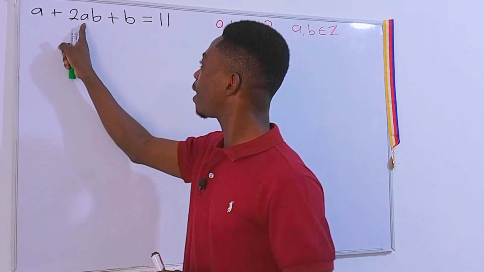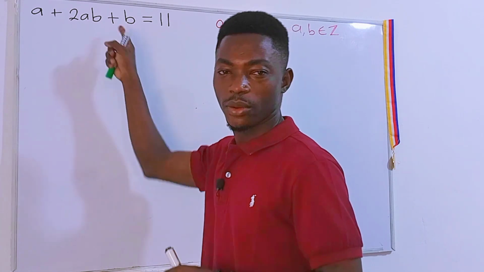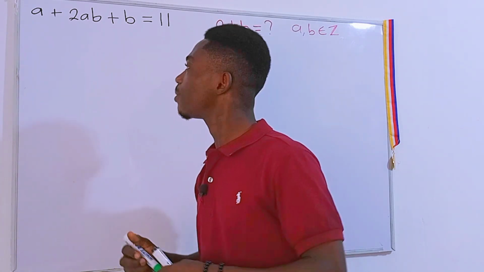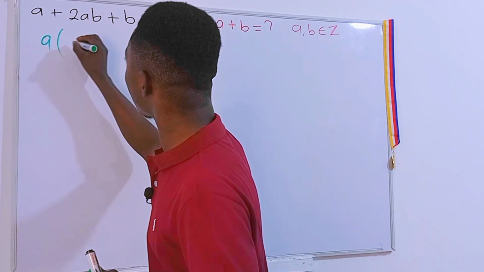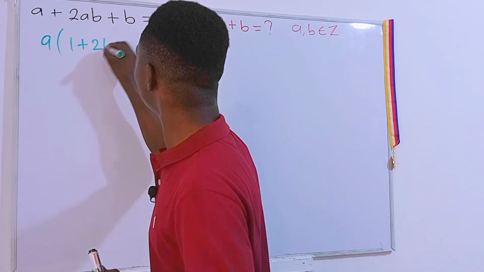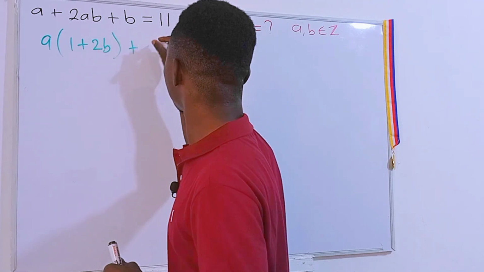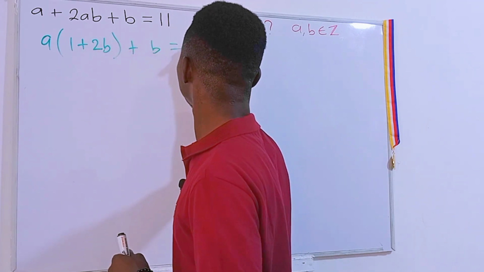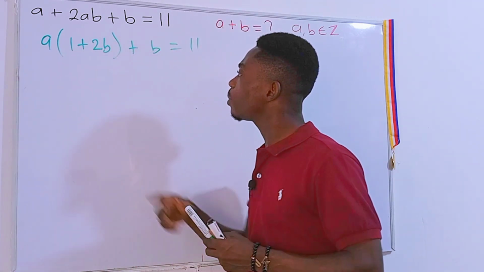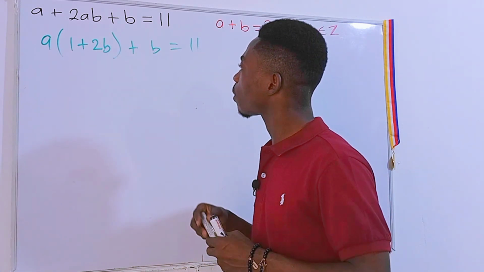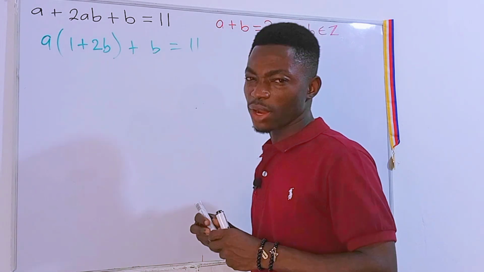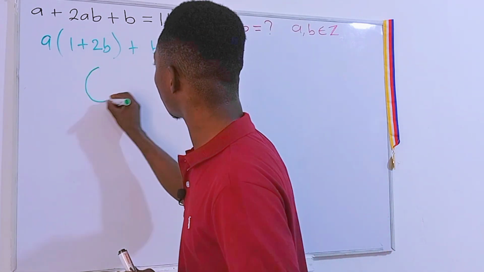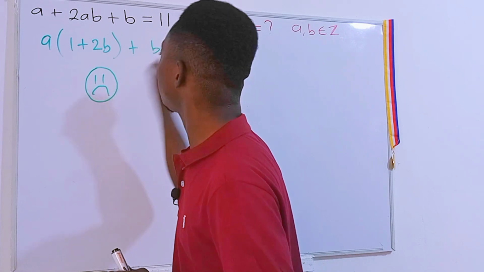We have a here, b here, b here. You can choose to factor out any of them. In fact, if you factor out a, we will have a times 1 plus 2b plus this b right here, and this is equal to 11. What else can we do to this equation in order for us to find a and b? In fact, factoring out a is not going to be a good idea.